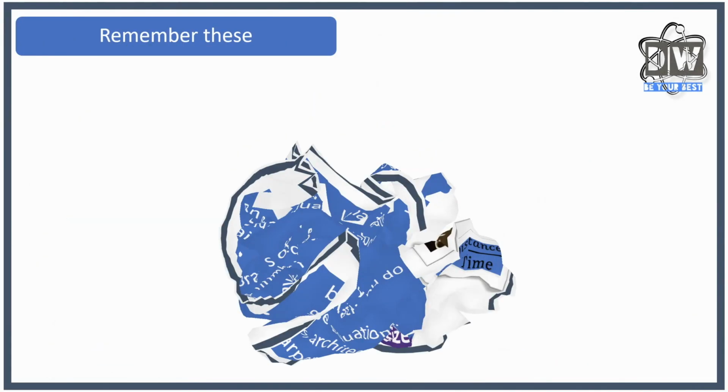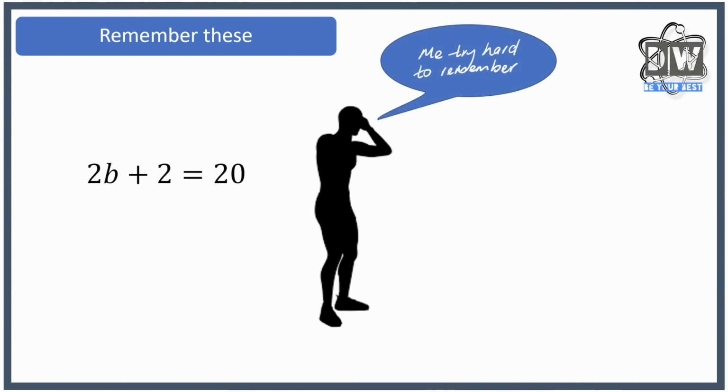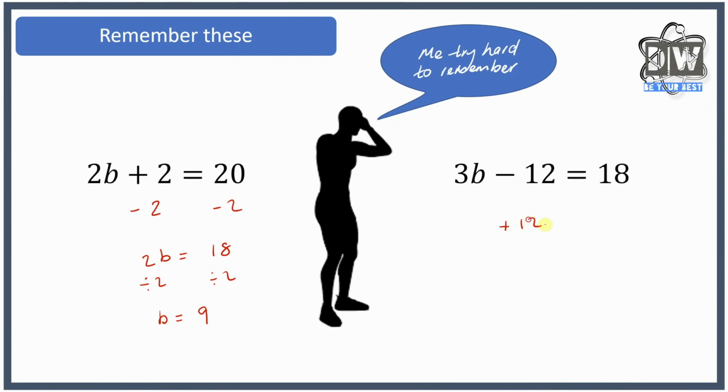So let's have a look at what we know before. This is me trying really hard to remember. When we've got these types of questions, we know what we should do. We should subtract away from both sides. We'd end up with 2b equals 18, and then we're going to divide both sides by 2, and we end up with b equals 9. On this one, hopefully you remember, we're going to add 12 to both sides. We're going to end up with 3b equals 30. Then we're going to divide by 3 and divide by 3 to equal b equals 10.